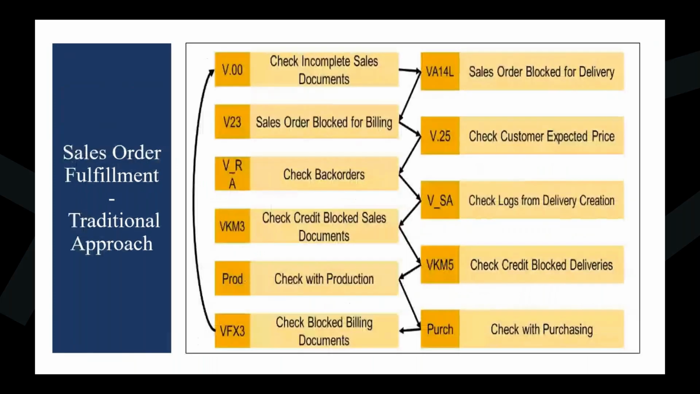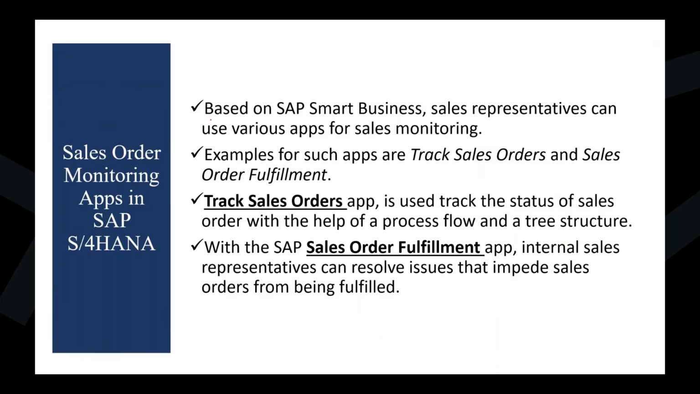Okay. So this is the one. To see the problems, to see the issues, they have to use multiple reports. So now this can be avoided with the newly developed apps. Based on SAP Smart Business, sales representatives can use various apps for sales monitoring. Examples of such apps are Track Sales Orders and Sales Order Fulfillment. These are the two most widely used apps.